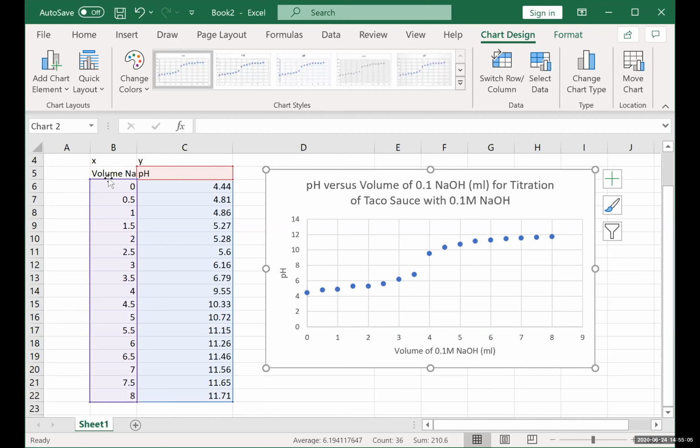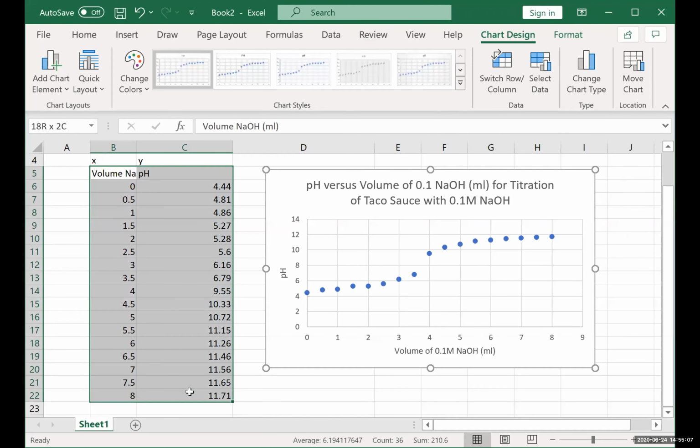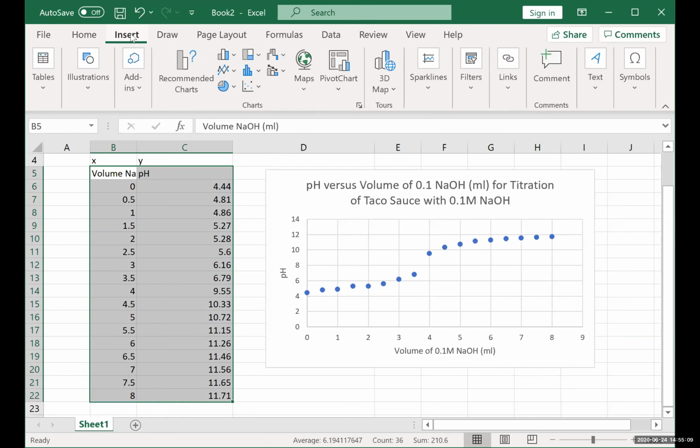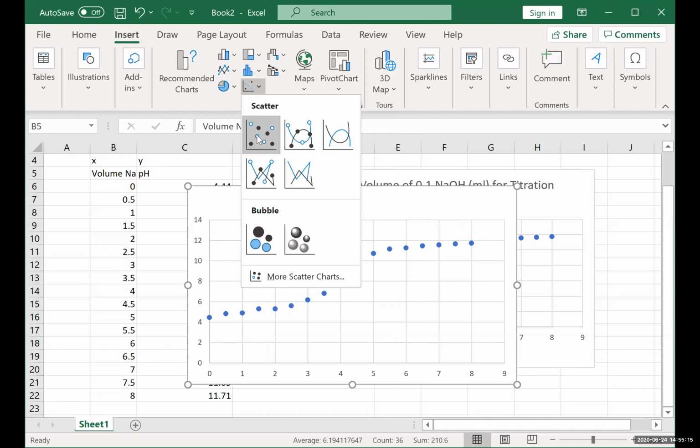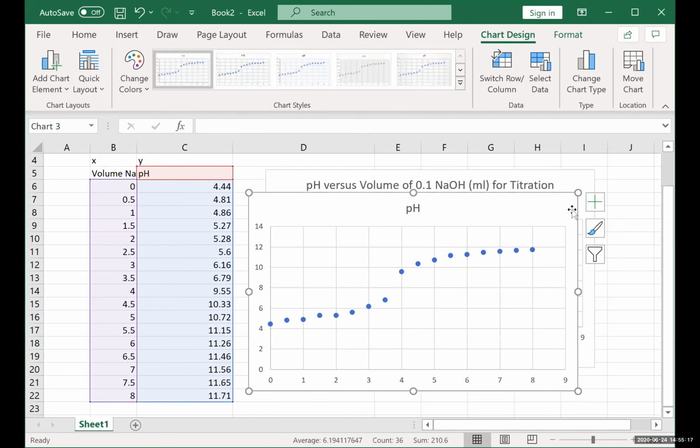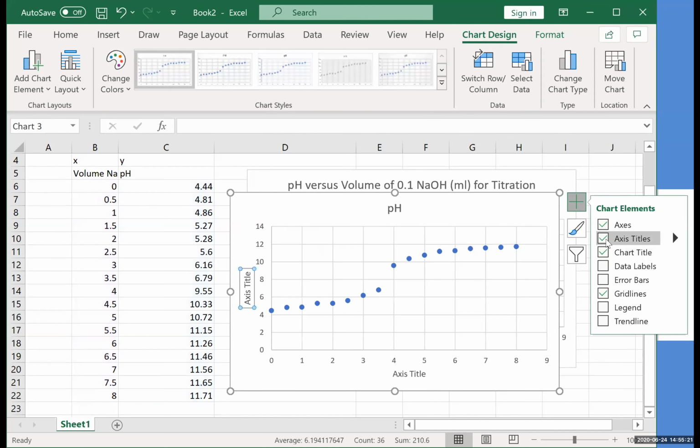Okay, so from scratch, you're going to highlight your data. You're going to click Insert. Then you're going to click on the little thing with a bunch of dots, scatter plot, and insert a scatter plot. Then you're going to add chart elements and add an axis title. And that's it. Does that make sense?